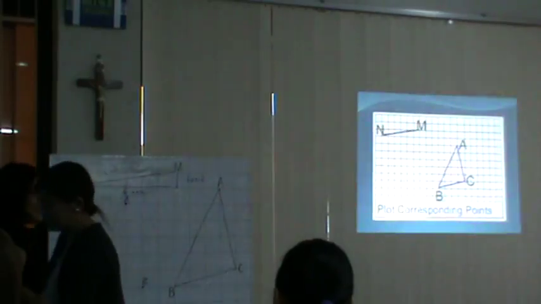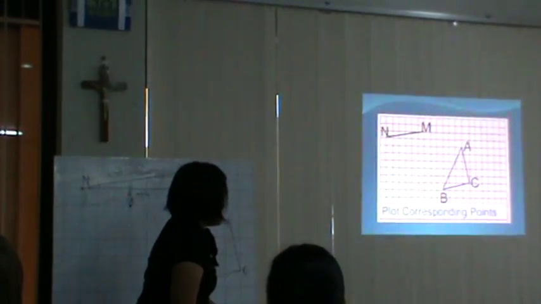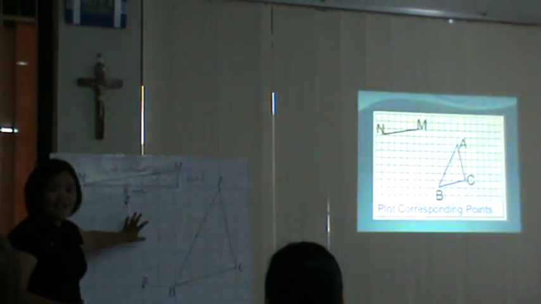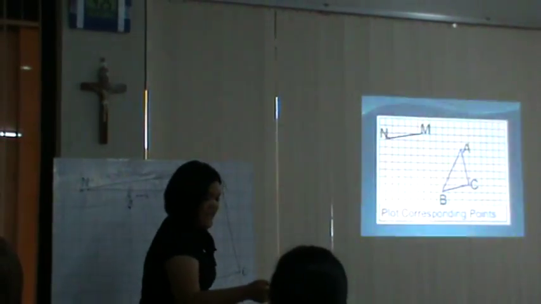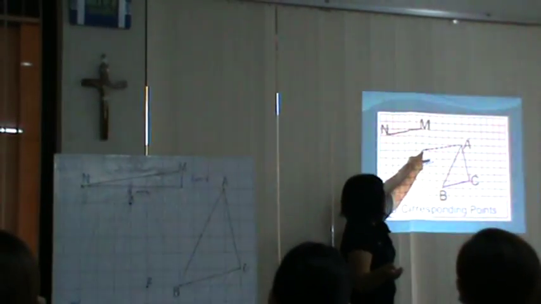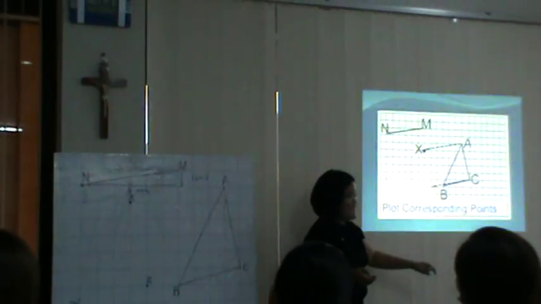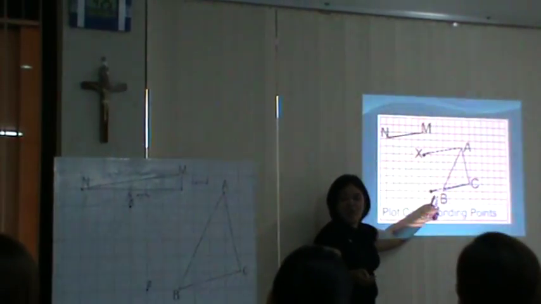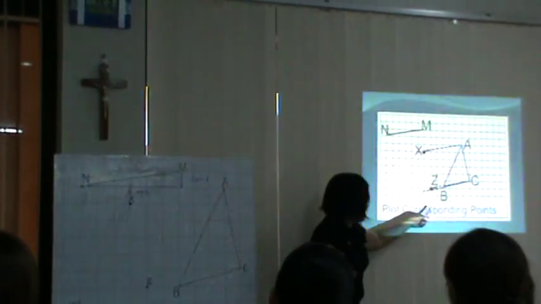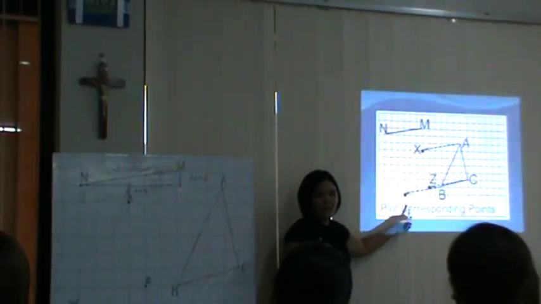Okay, very good. So after knowing the direction of arrow MN, we were now able to plot the corresponding points. Okay, so A was moved to this point, and it's now point X. Then C moved here, and it's now point Z. And then the last point is B, which moved to this location, and is now named point Y.